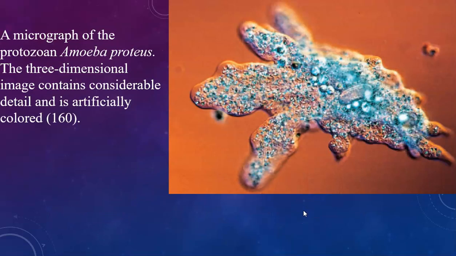I'll show you one picture. This is the micrograph of a protozoan. It is a DICM image, a micrograph taken with a differential interference contrast microscope. It is of Amoeba proteus. The 3D picture has a considerable degree of detail, and it is artificially colored, 160 times magnified.